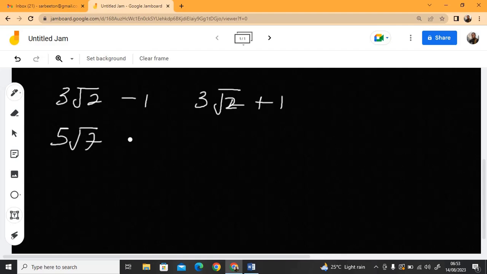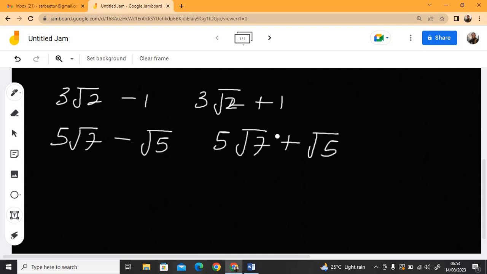So let's now look at conjugate of a surd. Conjugate of a surd is talking about, if I give you 3 root 2 minus 1, the conjugate of this surd is 3 root 2 plus 1. Just know that. If I give you 5 root 7 minus root 5, the conjugate of this surd is 5 root 7 plus root 5. You just change the minus to plus.